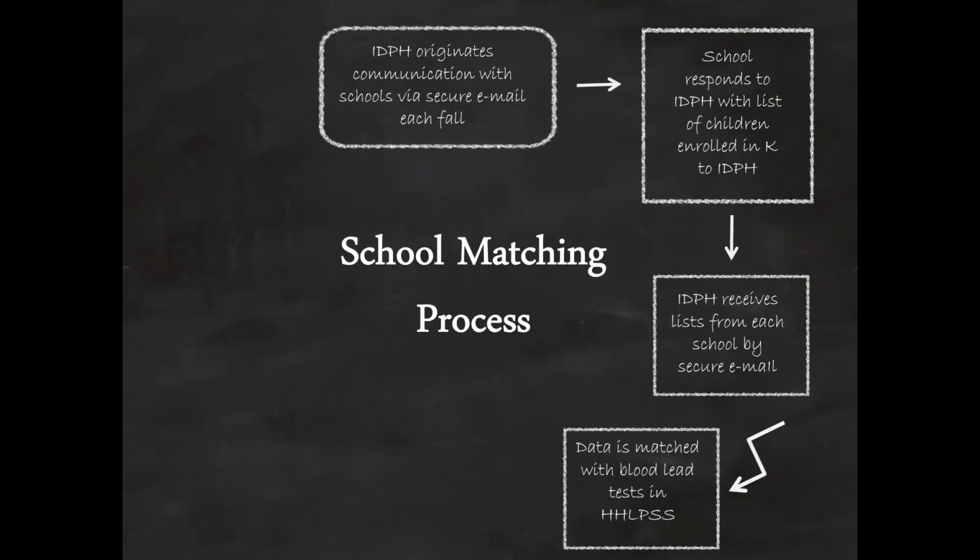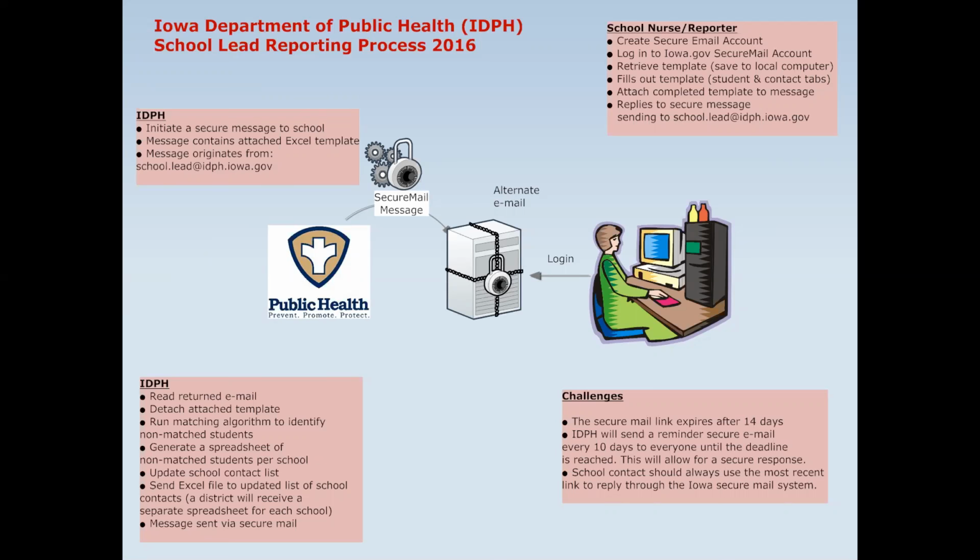New features of this process include secure messaging from schools to the Iowa Department of Public Health and vice versa, automated communication, file processing, and reporting back to schools, and quicker reports back to schools of students that have not been tested. We plan to do this by November 30th of 2016.